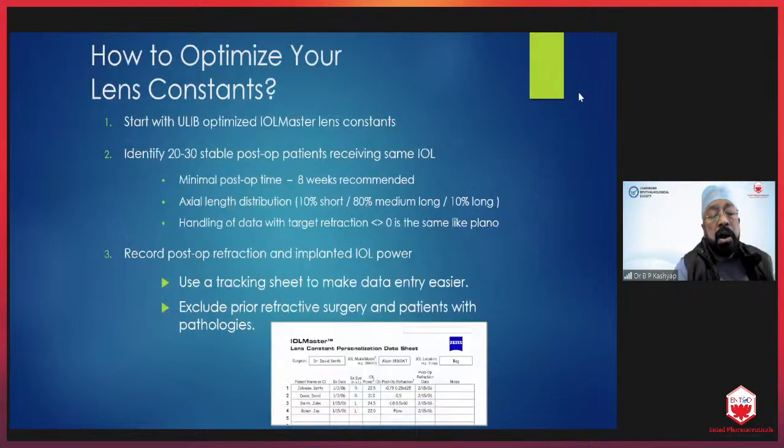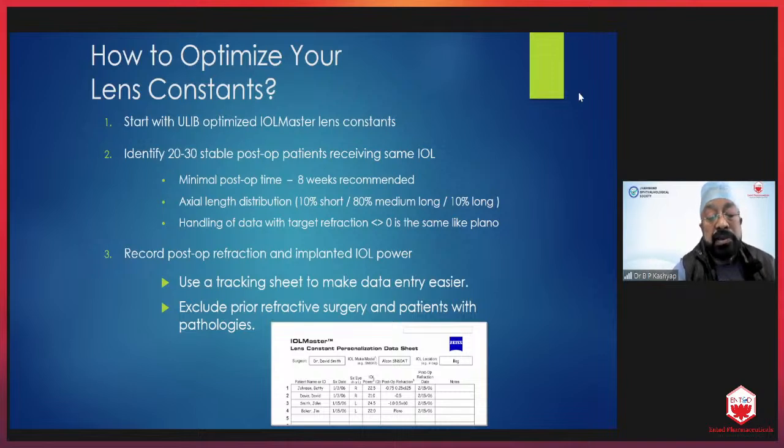So how do you do it? You identify 20 to 30 stable, mind you, stable post-operative patients receiving the same IOL. So 20 to 30 stable patients receiving the same IOL. And the minimum post-op time should be 8 weeks. That is what is recommended. And handle the data with the target refraction the same, like plano.